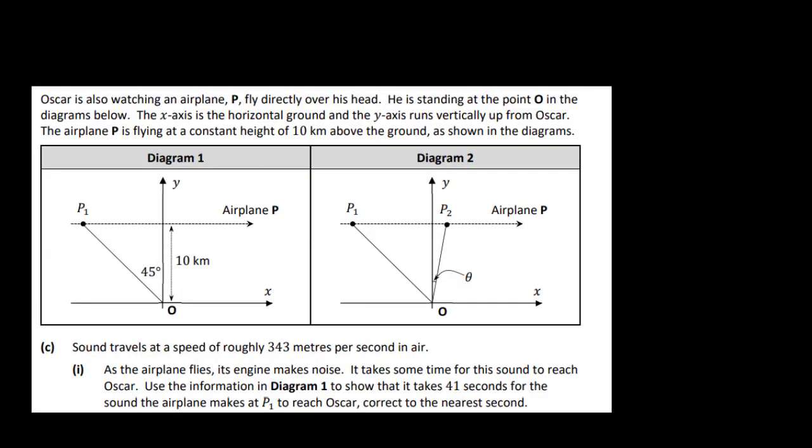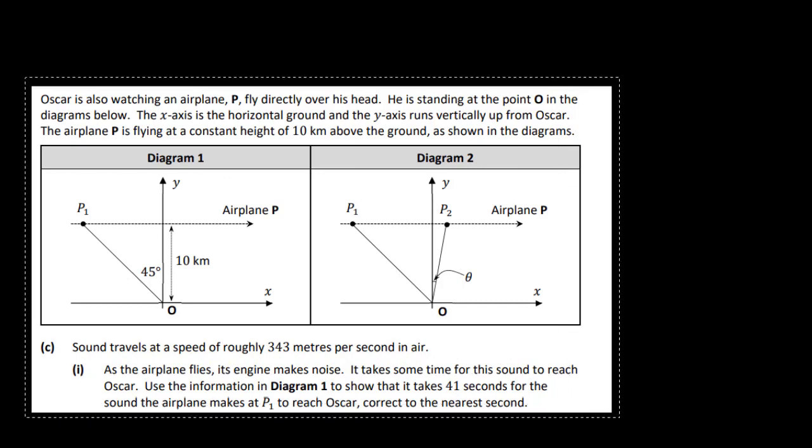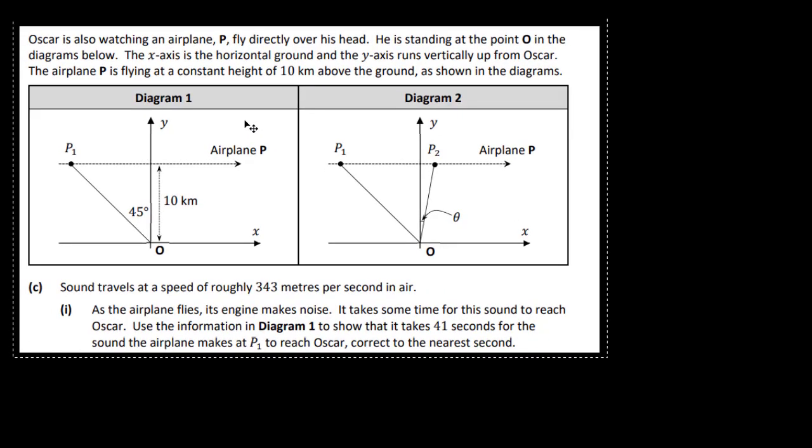Let's have a look at part C, just part C1. So let's see, we have Oscar, who is also watching an airplane P fly directly over his head. He is standing at the point O down here in the diagram. The x-axis is the horizontal ground and the y-axis runs vertically up from Oscar. The airplane P is flying at a constant height of 10 meters, so this is 10 meters up here, above the ground as shown in the diagram.